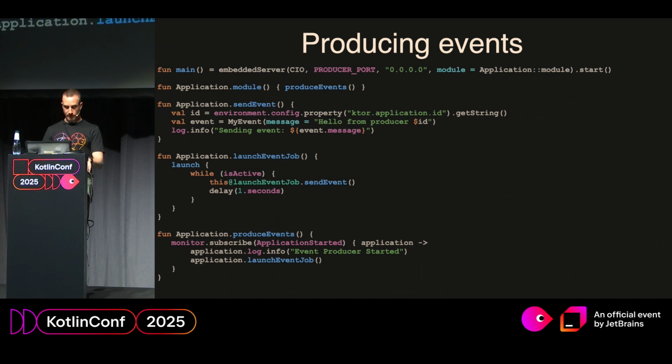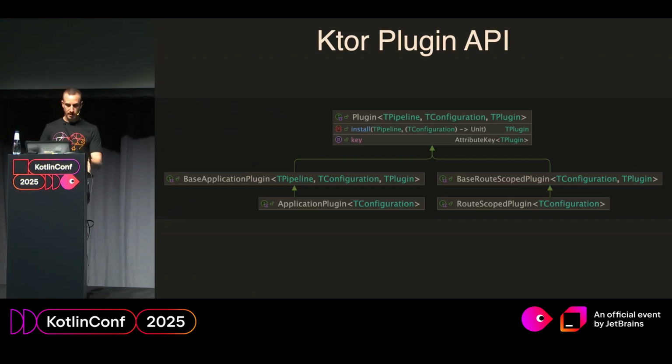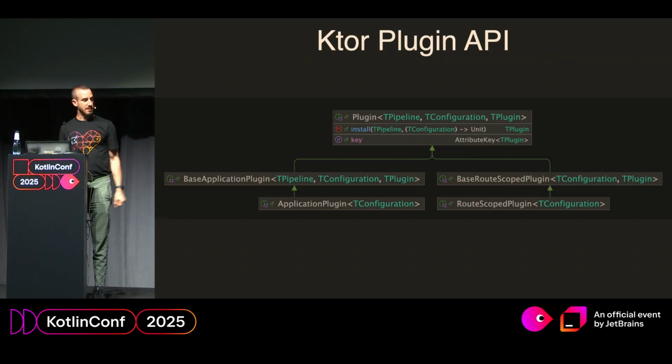Yeah. So let's talk about how we can do the same, but with the Ktor application plugin. So this is the Ktor plugin API. Basically, there's an interface. By the way, this is just relevant for the Ktor server plugins. The Ktor client plugins have a different interface. So we have a plugin interface, and it has a key, and it has an install method, and then it has two branches of implementations.